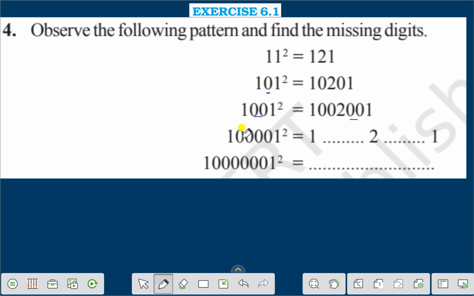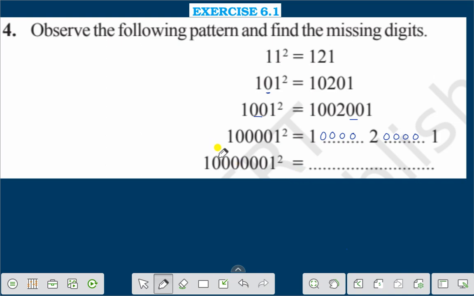Here also you see 100001 square. First, 1 is in the first position, 1 is in the last position, and 2 will be in the middle position. How many zeros? 1, 2, 3, 4. That means there will be 4 zeros here, and after 2 there will be 4 zeros. 1, 2, 3, 4. Right?